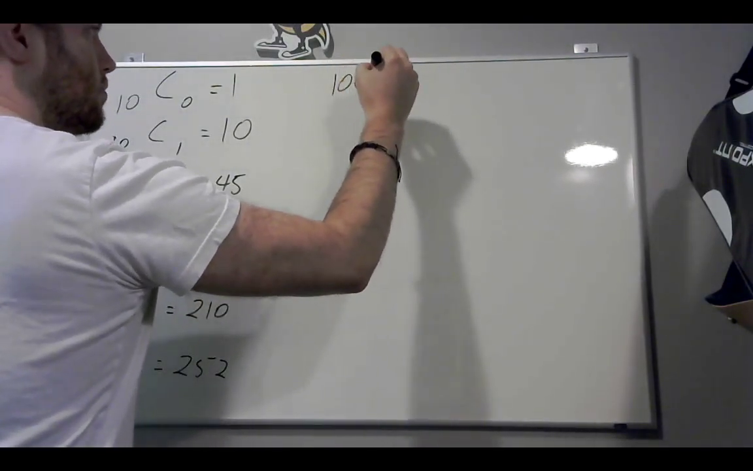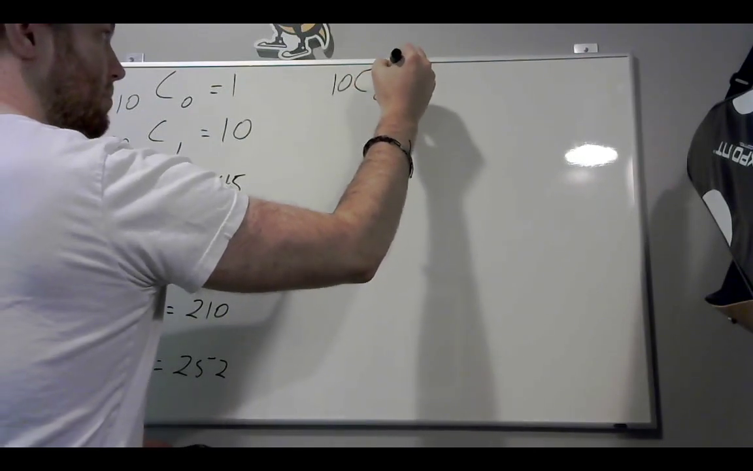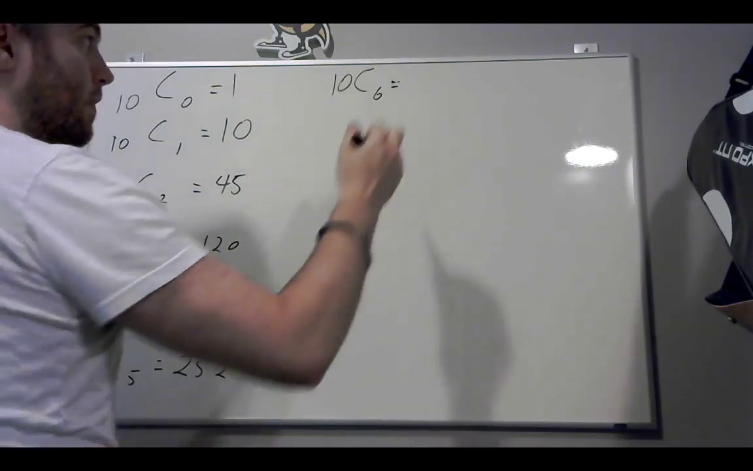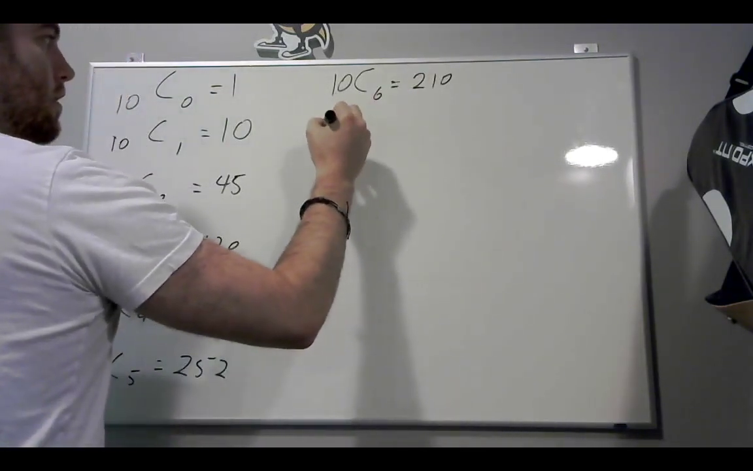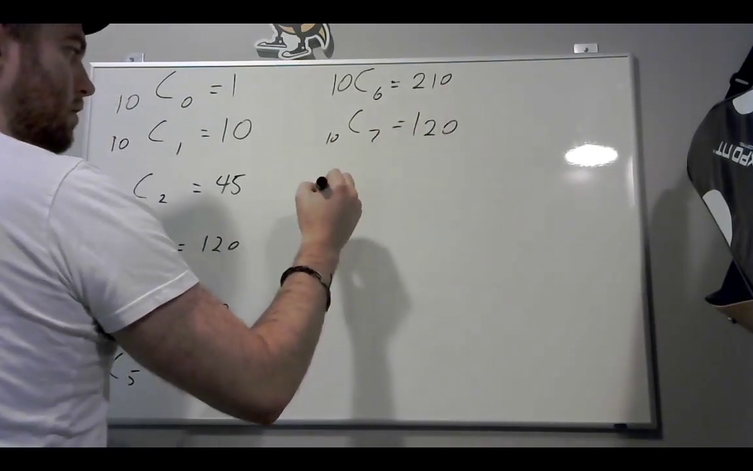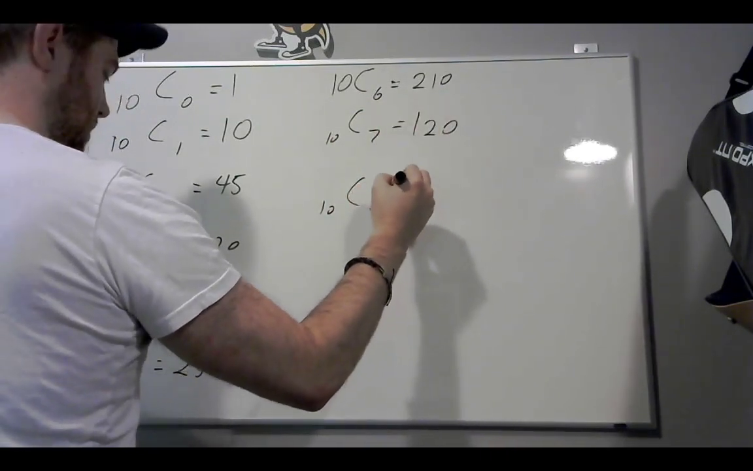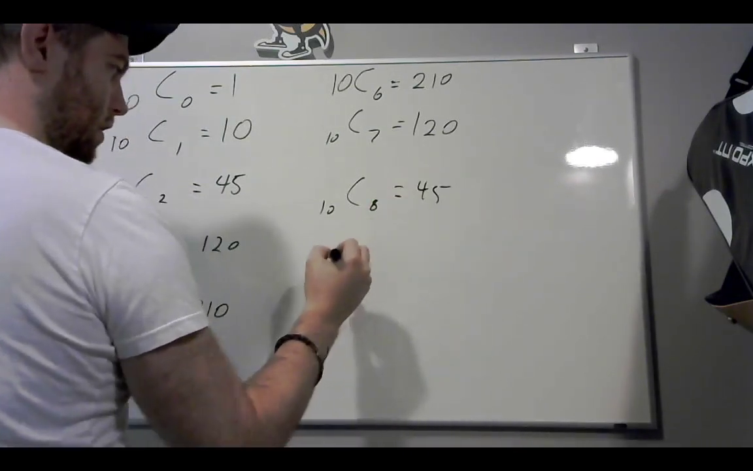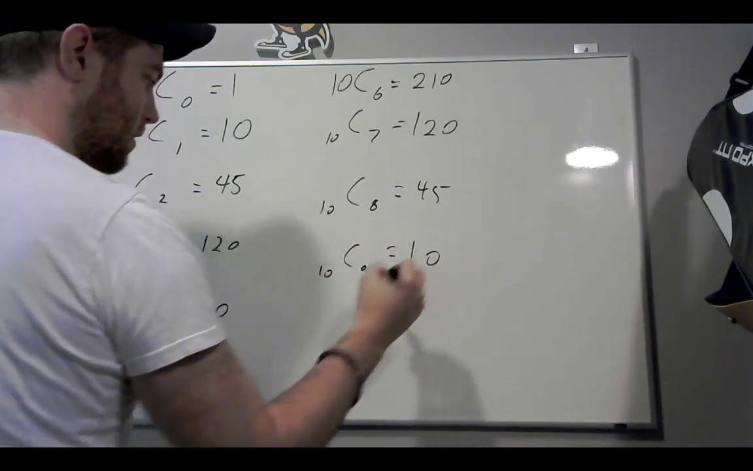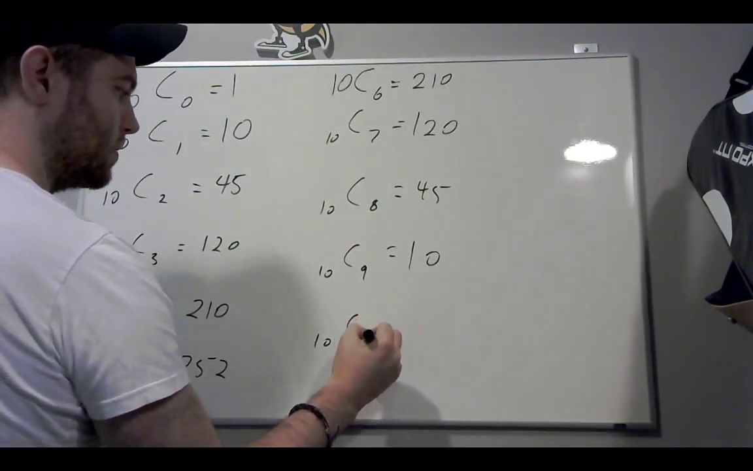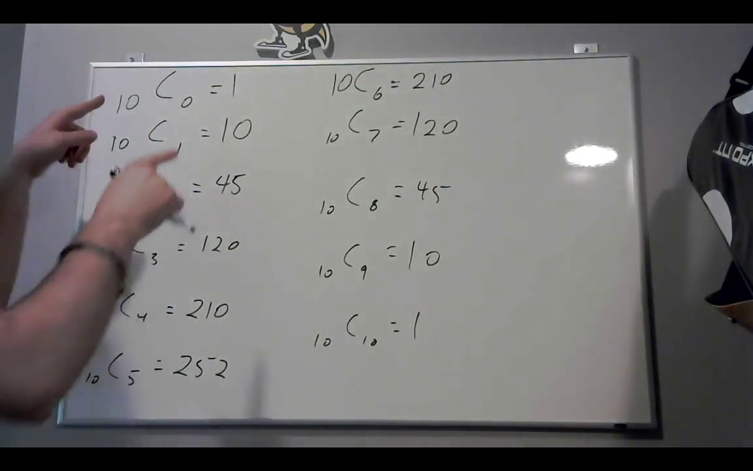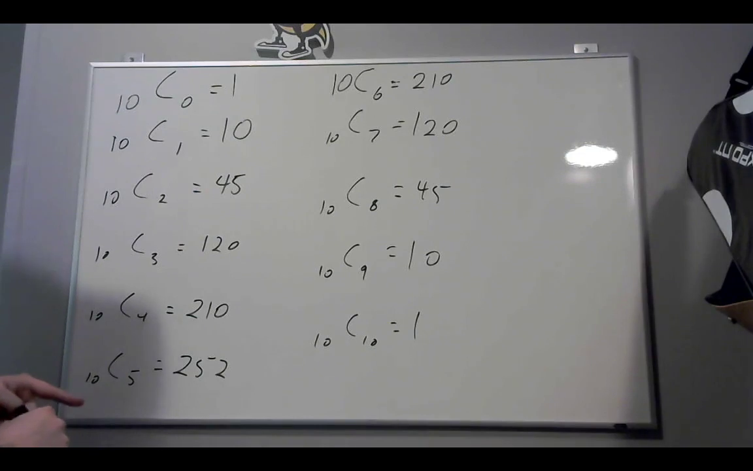10 choose 6 gives us some number. 10 choose 7 gives us 120. 10 choose 8 gives us 45. 10 choose 9 gives us 10. And 10 choose 10 gives us 1. So these are all the different ways that I could get for these different topics.